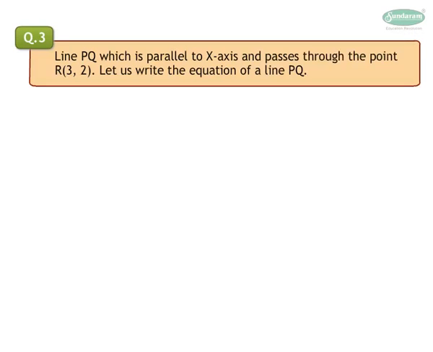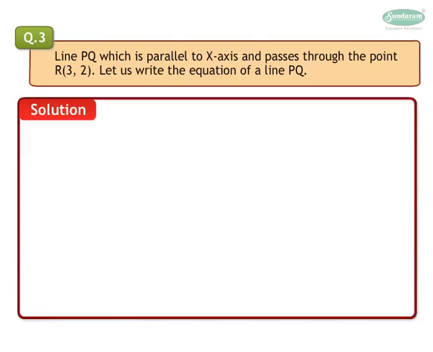Question 3. Line PQ, which is parallel to x-axis, passes through the point R, whose coordinates are 3 and 2. Let us write the equation of line PQ.